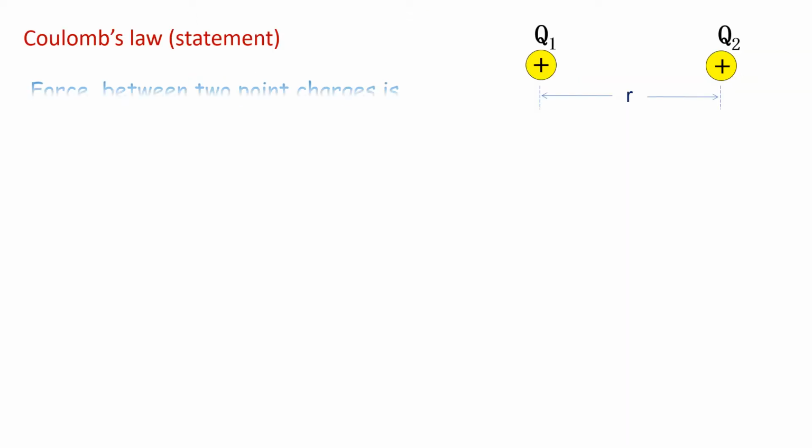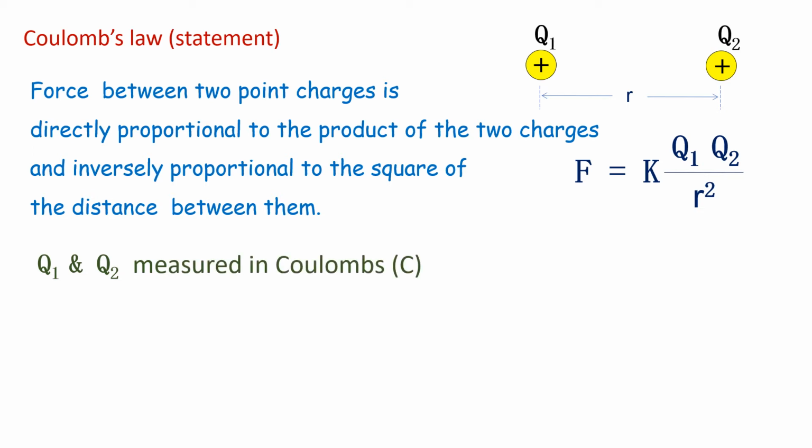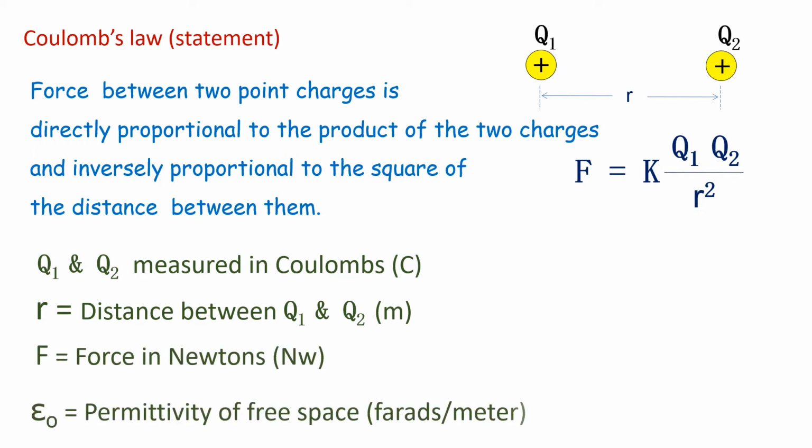Coulomb's law statement: the force between two point charges is directly proportional to the product of the two charges and inversely proportional to the square of the distance between them. The force is proportional to the product Q1 Q2 and inversely proportional to R squared. Q1 and Q2 are measured in coulombs. R is the distance between Q1 and Q2 in meters. F is the force in newtons.